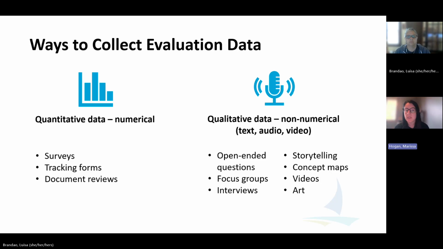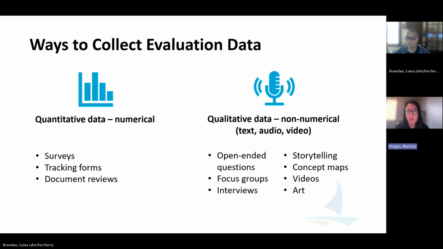But several common ways are collecting surveys or doing surveys, tracking forms. So thinking like sign-in sheets, counting the number of people who signed in to sign up for the training, counting the number of people who signed up to receive a certain benefit, something like that, document reviews.